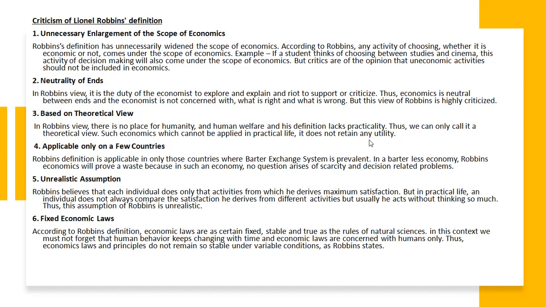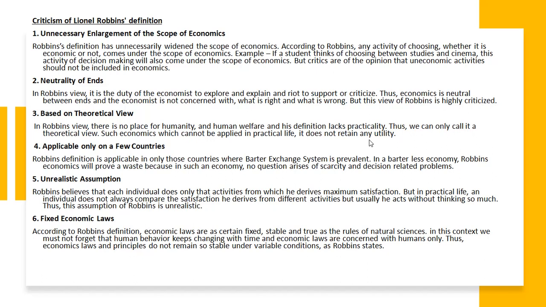Okay, so we all know that theories are very good for economics. It seems very good when they are in a book. But when you have to apply the same in real life, then it becomes a problem, isn't it? So Robbins' theory has a fallacy here, that his view was completely theoretical, and applicable only to a few countries.